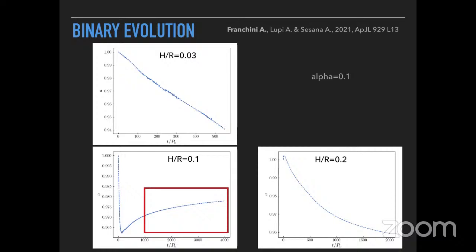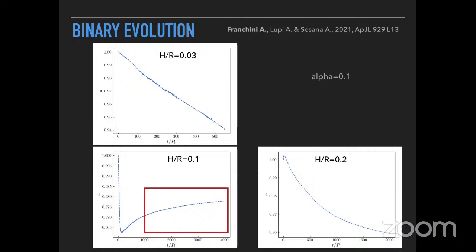The H over R of 0.1 case, which is the most studied in the literature, and has been found to drive expansion in 2D grid codes, is very tricky to understand, and we are still in the process of finding out why there is this sweet spot for binary expansion. So yes.